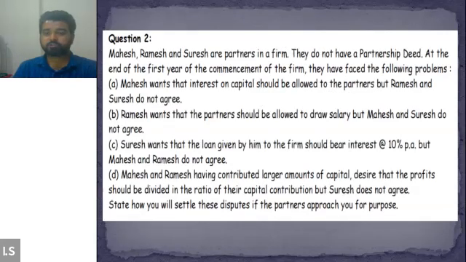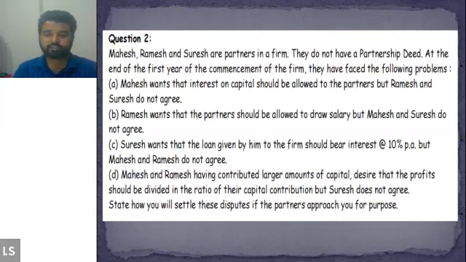Mahesh, Ramesh, and Suresh are partners in a firm. They do not have a partnership deed. At the end of the first year of the commencement of the firm, they have faced the following problems. So there are three partners, they do not have a partnership deed, obviously, and they are facing these problems. So we need to settle the dispute that is arising between the partners.